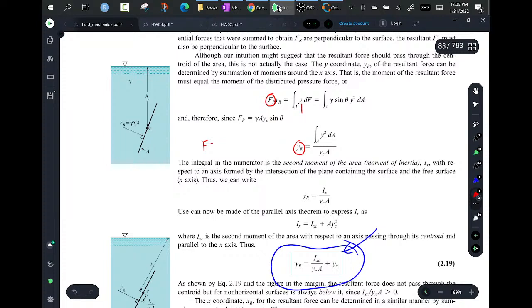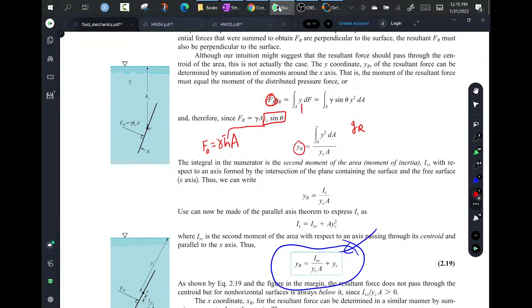Okay, F resultant is equal to gamma h bar A, right? But h bar, oh, he's listed them together, is this component. So he's now taken this FR, sticks under there. So what he's doing is he's doing this. He's doing y sub r. I'm going to basically do the intermediate step.